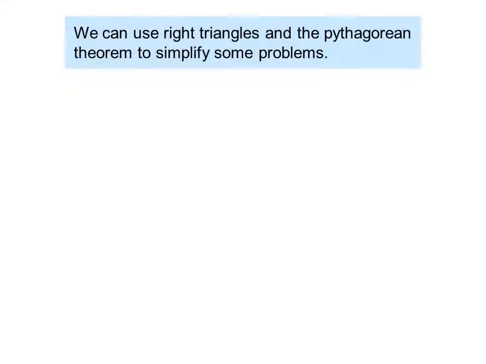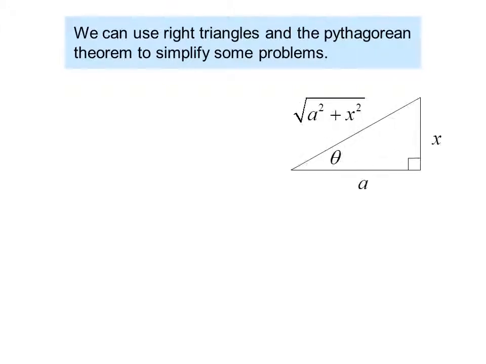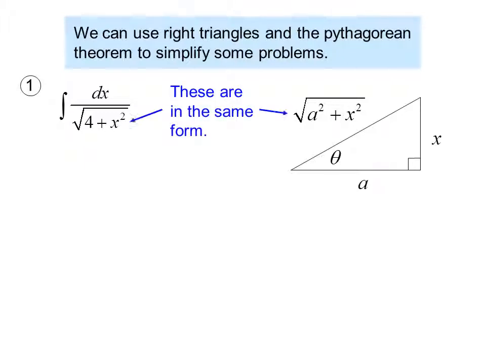We can use right triangles and the Pythagorean theorem to simplify some problems. We'll use this right triangle as our model. The integral of dx over radical 4 plus x squared. These are in the same form. If I make the lower side 2, then the hypotenuse becomes radical 4 plus x squared.